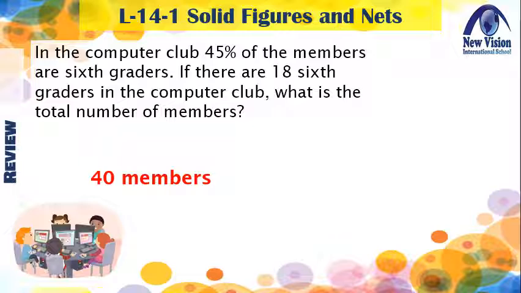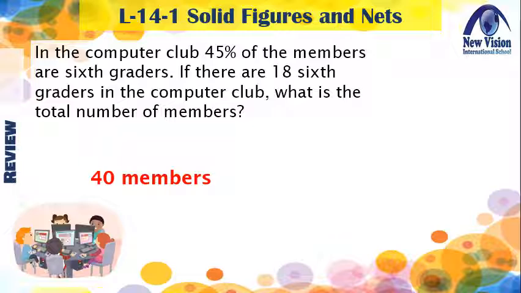Okay, who is going to explain our answer? Good. There are 18 6th graders in the computer club. It is 45% of the total number of members in the club. 45% equals 9/20. Remember that 1 whole is 100%. So, divide 1 whole into 20 equal parts. 1 part equals 5%. 2 parts equals 10%. 3 parts equals 15%. We will get 9 parts equals 45%.